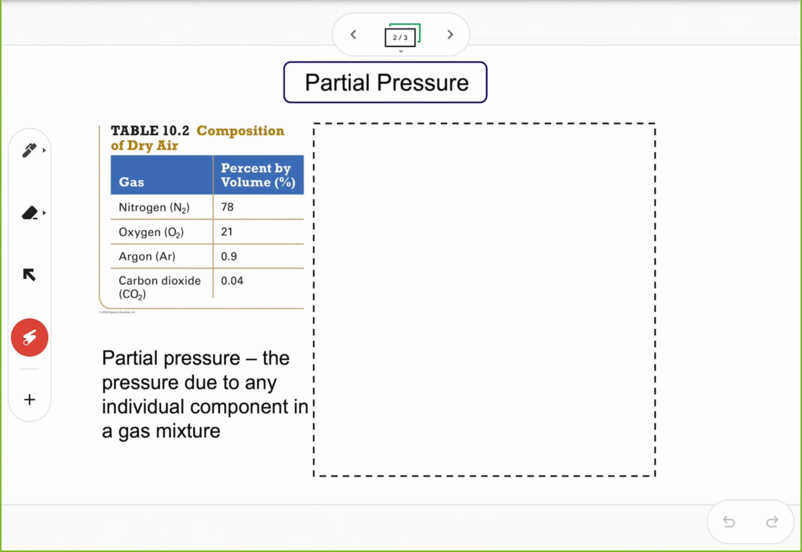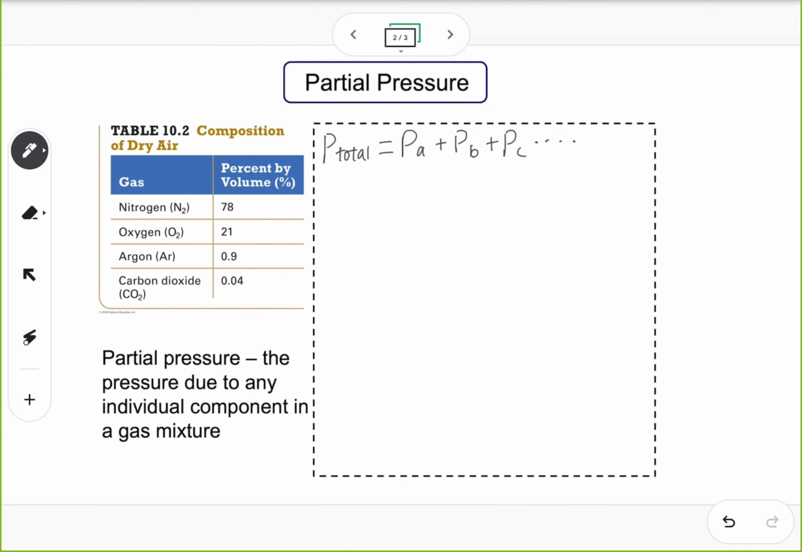As we mentioned a moment ago, the total pressure of a gas mixture equals the sum of the partial pressures from the different gas components. If you want to use a mathematical equation to express this connection, it will be something like this: P total equals PA plus PB plus PC, and keep going. A, B, C are the different gas components.